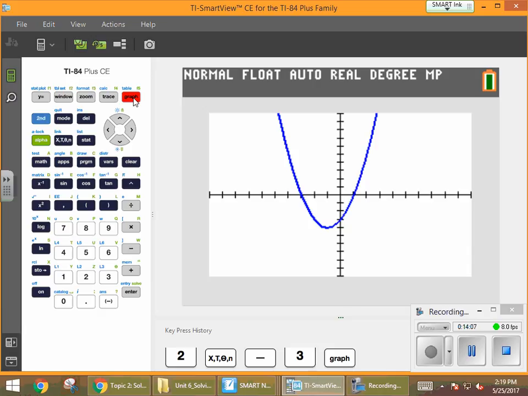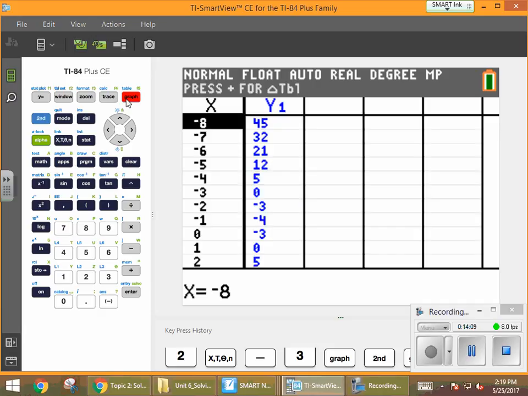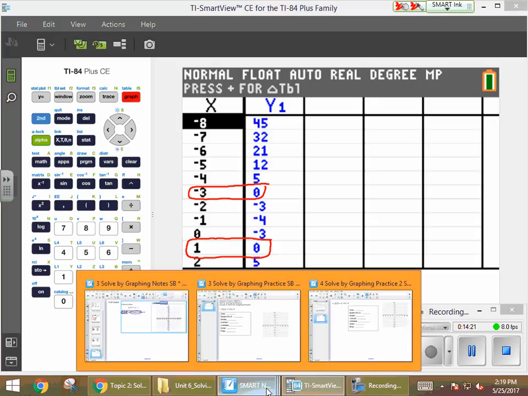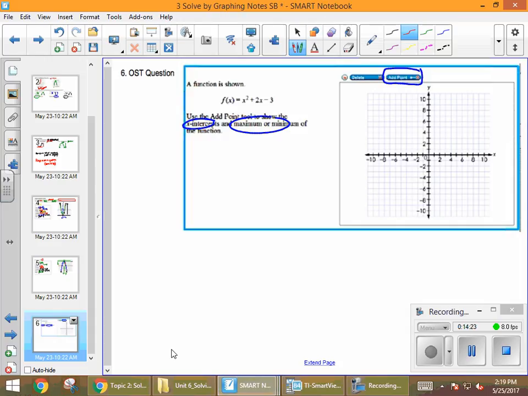I can also get that from the table. The table shows me the x-intercepts. That's when the y value is 0. So I can look here and find that, oh, my x-intercepts are at -3, 0, and 1, 0. So let's put that on our paper now. -3, 0, and 1, 0. So all we have to do is put the points on. We don't even have to graph the function. And then I'm going to put the maximum or the minimum on this graph.